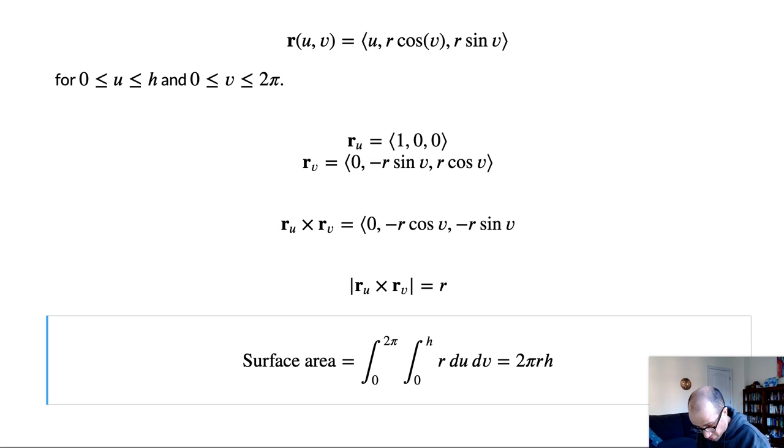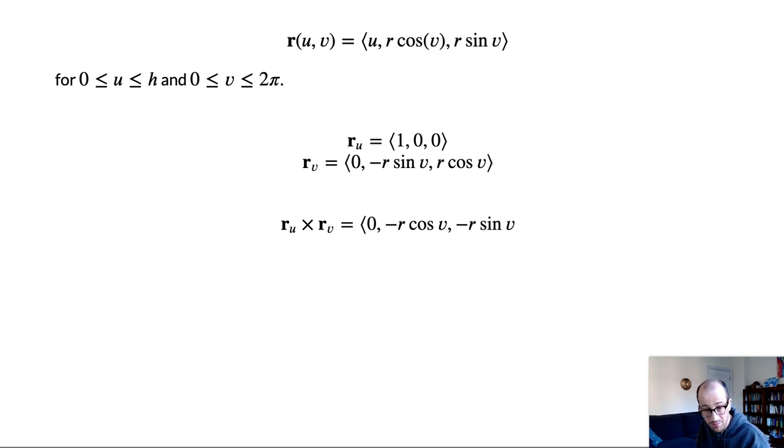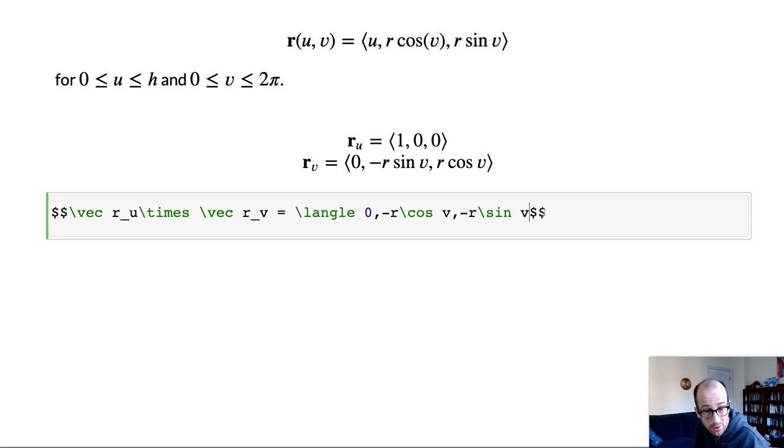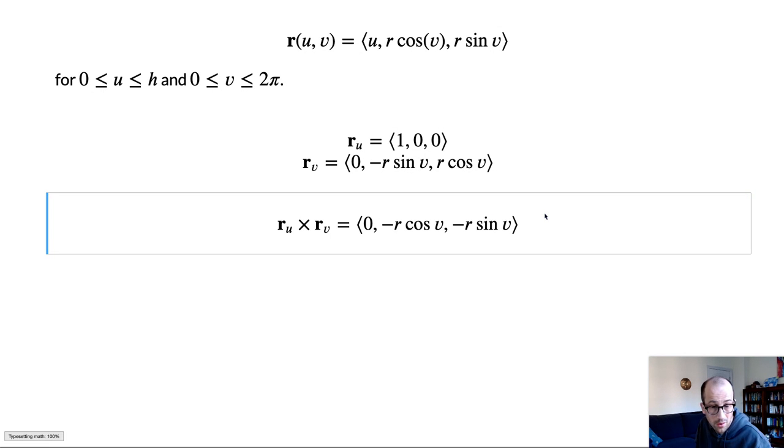One thing I didn't mention that is probably worth doing: this step here is a good time to pause. You should also put in the right delimiters here. This is a good time to pause after you've computed RU cross RV. It's always a good time to just pause and say, okay, does this make sense? Have I computed things correctly? Do I have a vector here that makes sense? And what should this vector do?